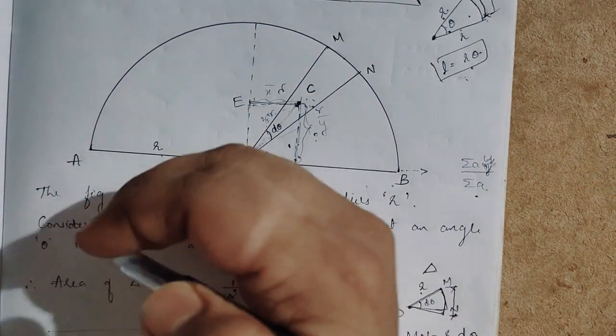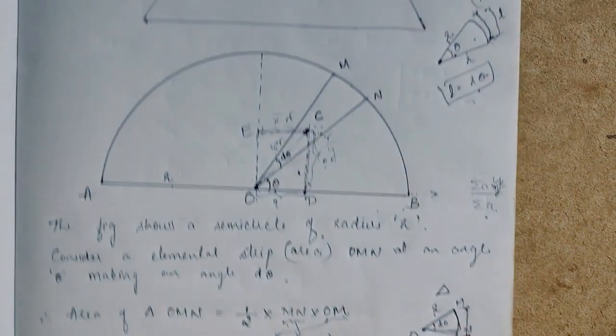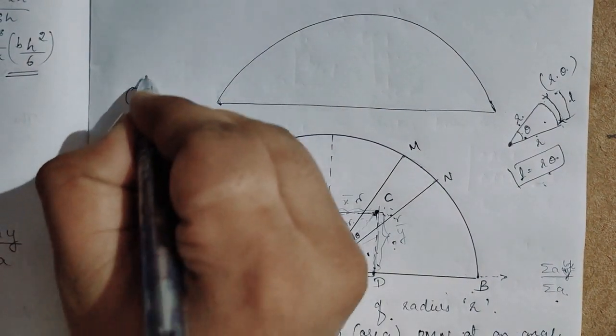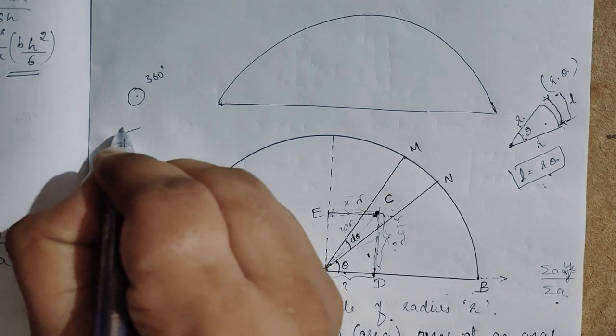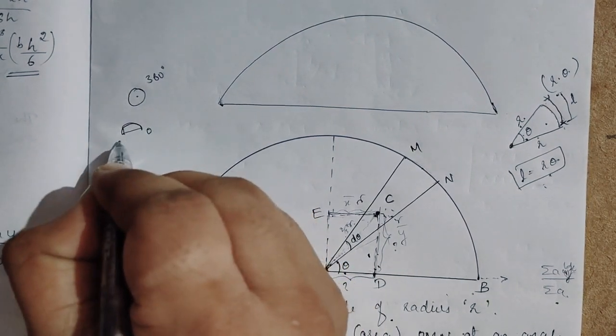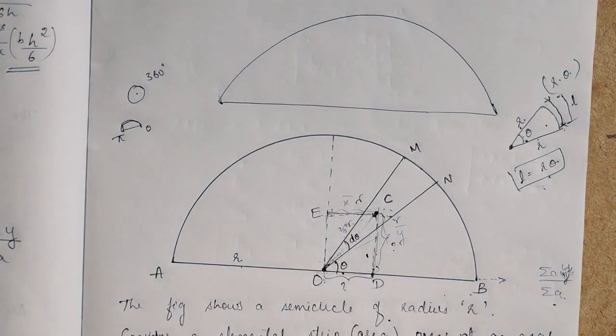So it is 180. So half means, for a full circle it is 360 degrees, and for a semicircle it is 0 to pi.